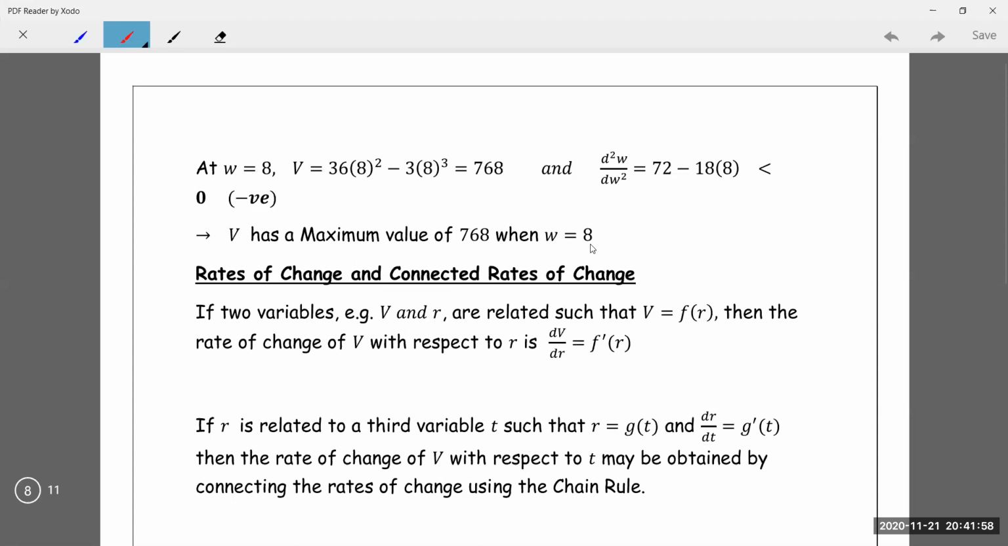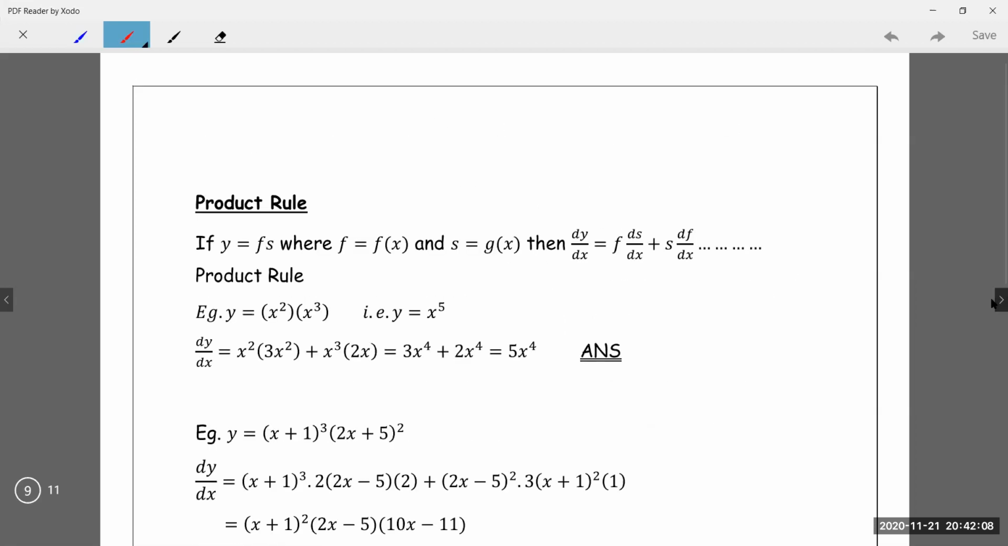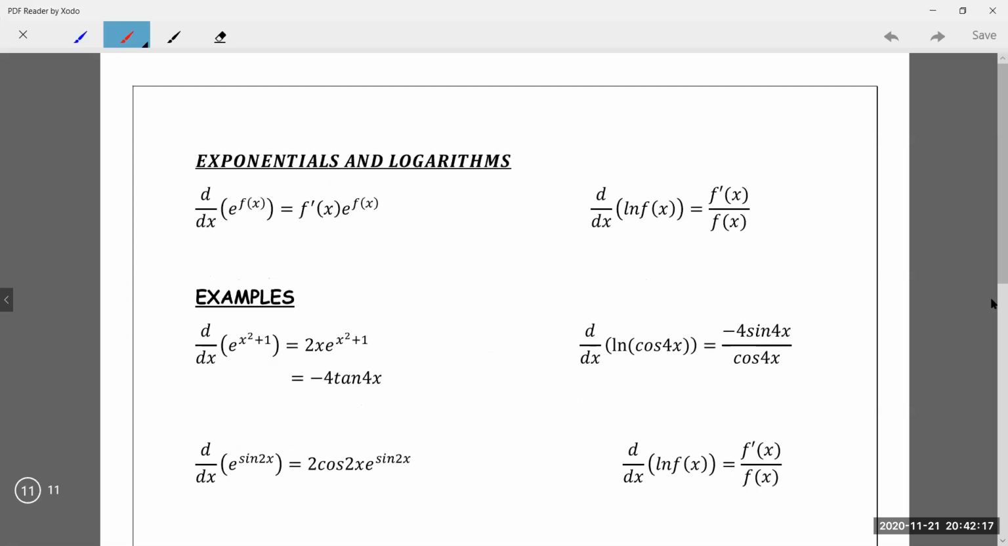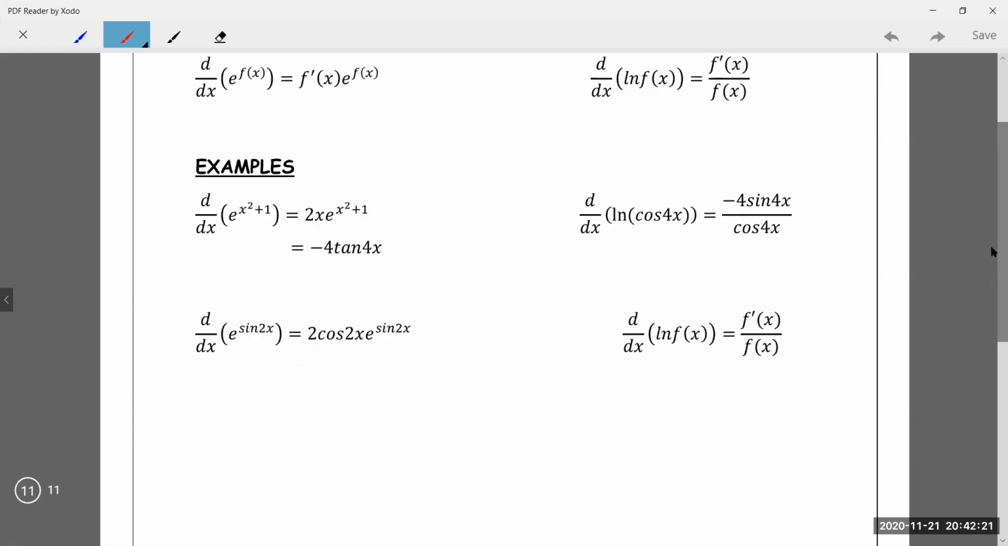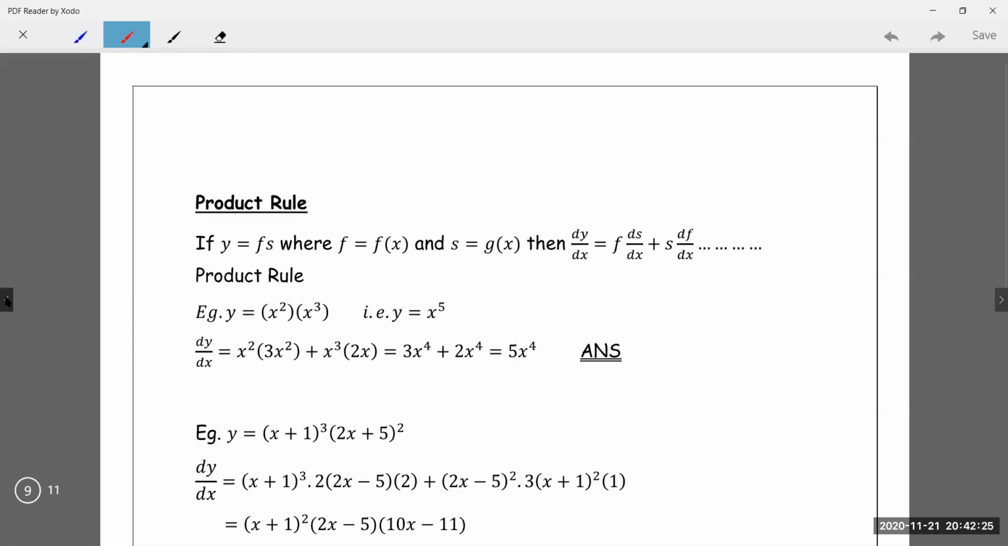All right? I'm going to stop here for today. So next week we're going to go through connected rates of change. We're going to look at product rule of composite functions, quotient rule of composite functions, and trig differentiation, exponential and logarithm, and then we'll do a worksheet with all of these, all right? So a lot to remember.